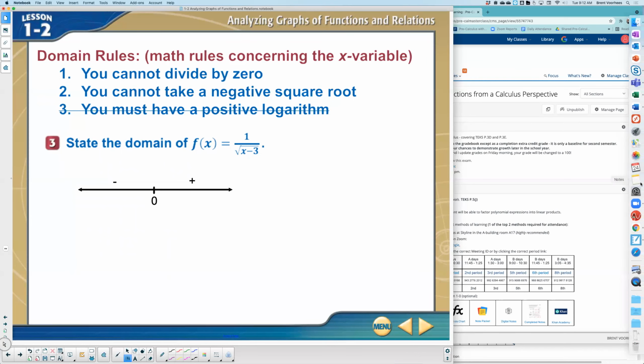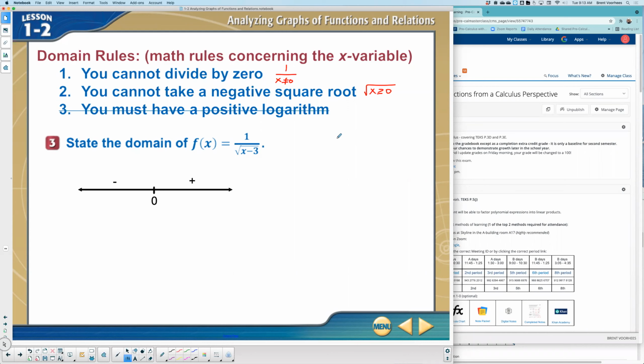So symbolically, I wrote them like this last class. I said that x cannot equal zero in the denominator. And again, I just put one in the numerator, it doesn't matter what's up in the numerator. That'll only affect the range, not the domain. And then for a square root, that rule number two, I did a square root greater than or equal to zero. X is greater than or equal to zero within the square root.